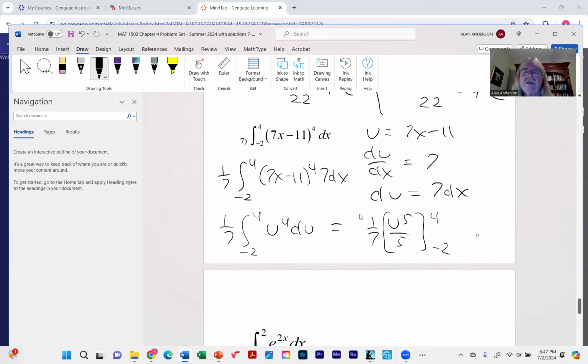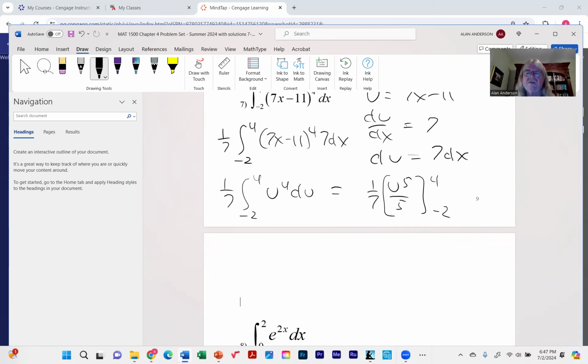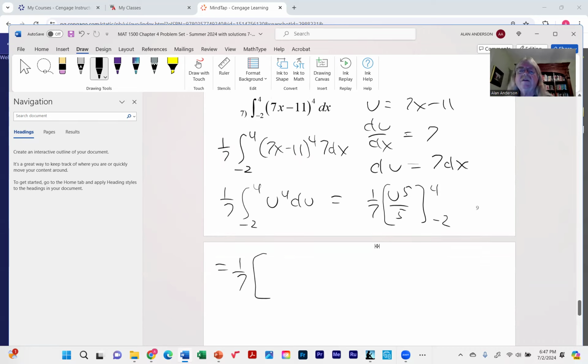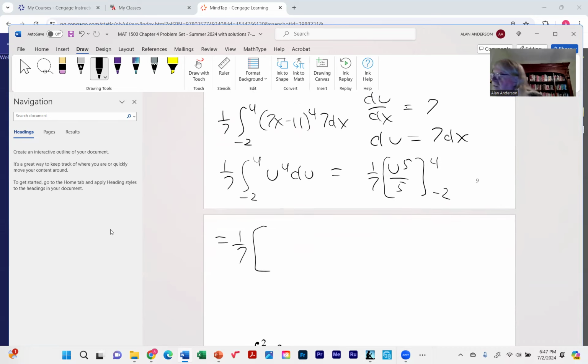And so first we would need to replace the u with its definition. So remember, u way up here is 7x minus 11. And so we have this raised to the 5th over 5. And again, why don't we move that constant to the outside? Because it's just going to make things more awkward.